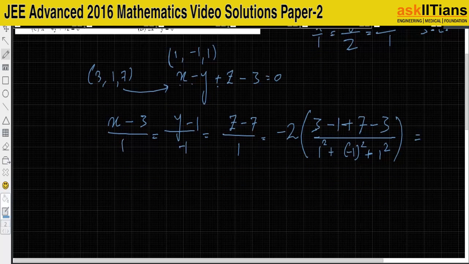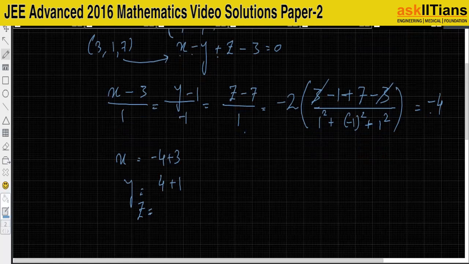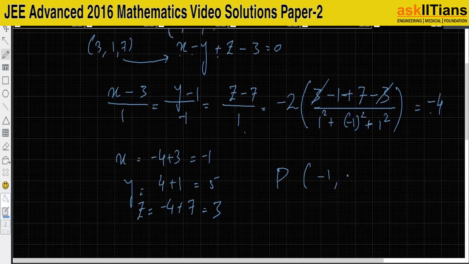Solve it. So 3 will get cancelled, so I'll get 6 by 3, which is 2, so this will be minus 4. Okay, so from here I can find the values of x, y and z. So x will be minus 4 plus 3, y will be 4 plus 1, and z will be 1 into minus 4, so minus 4 plus 7. So x will be minus 1, 5 and 3. So point P is actually minus 1, 5 and 3.